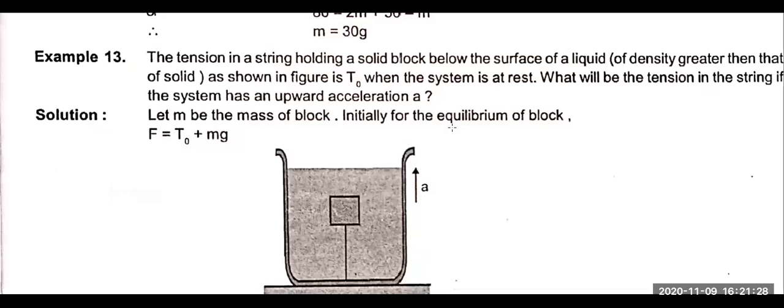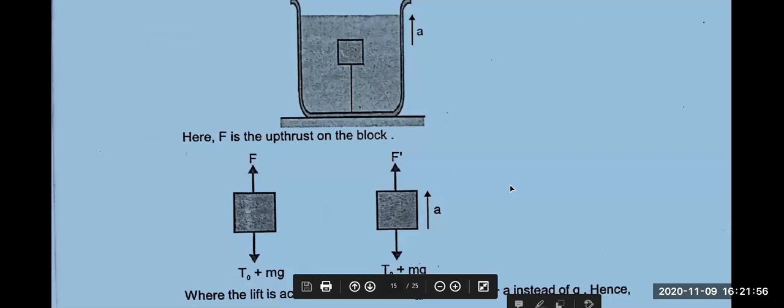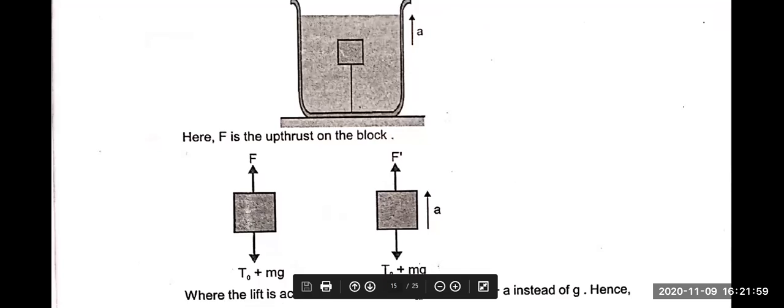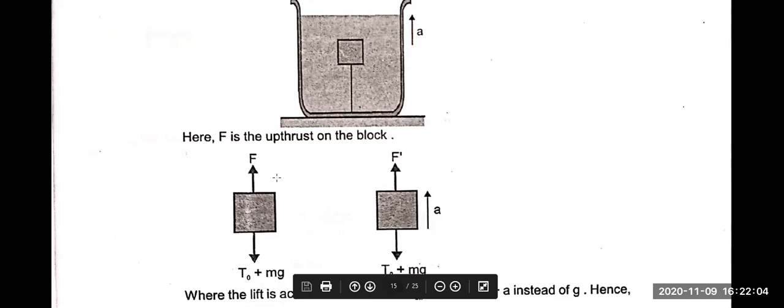Now, first of all, you should start with a free body diagram. If you draw the free body diagram, I hope all of you understood the problem. This mass M will have a downward force, which is mg plus tension, and an upward force, which is buoyancy. In the first case, when the lift is stationary, this is the balanced force.